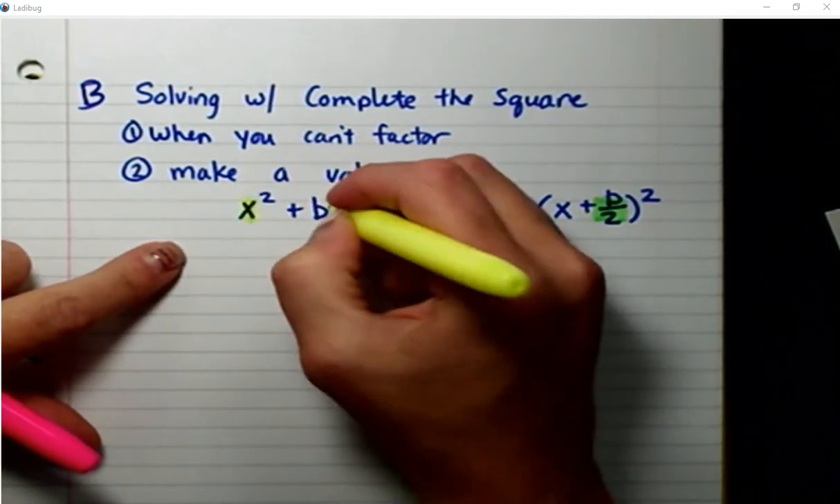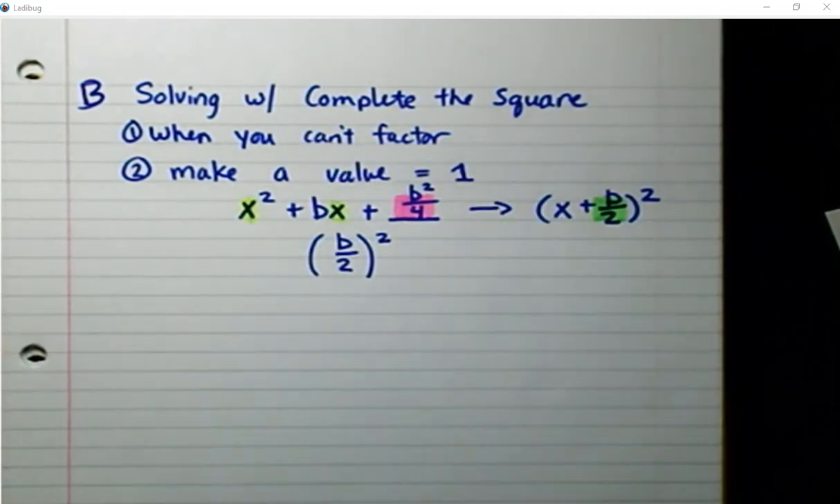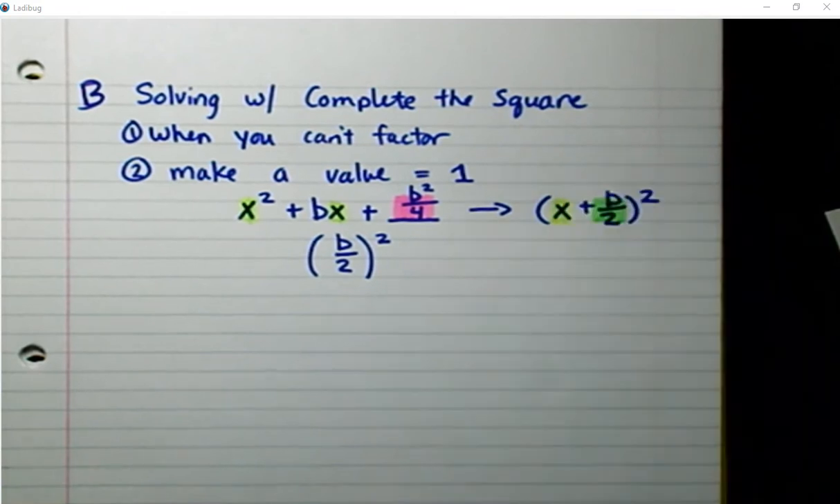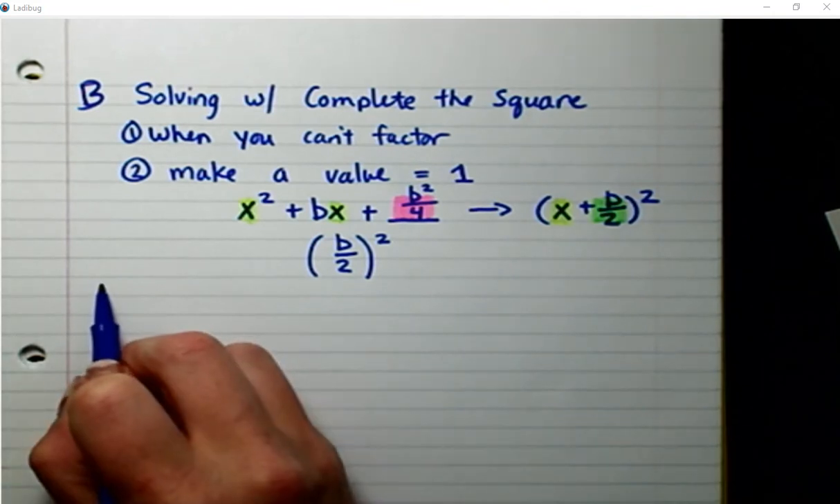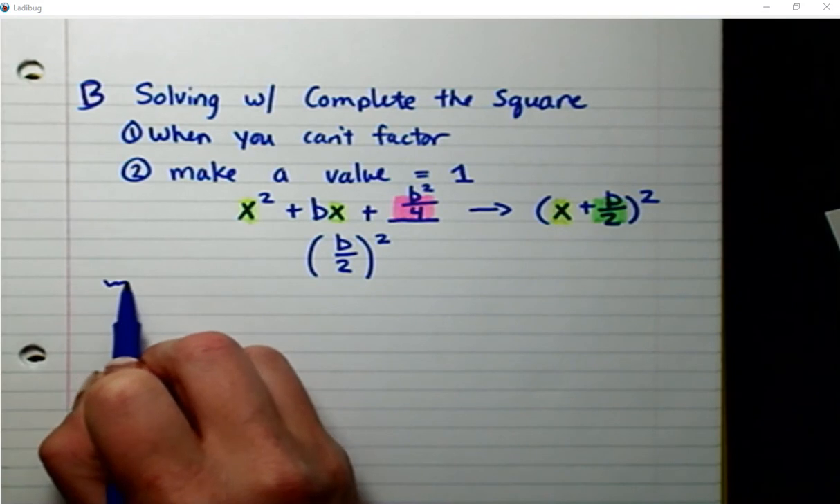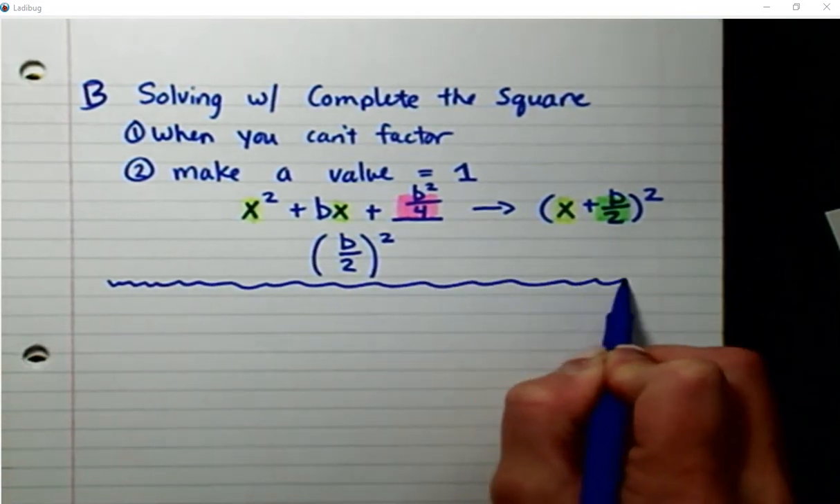Notice here that you've got 2 x's. Notice here after you factor it, you only have 1. That's why isolating works. That's why isolating works. Okay.